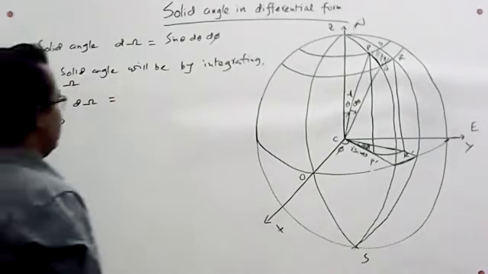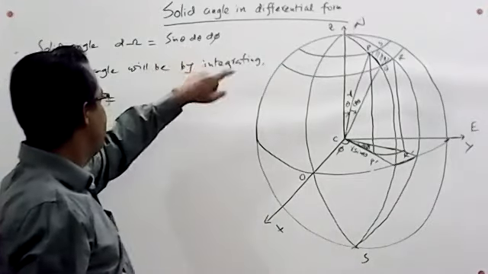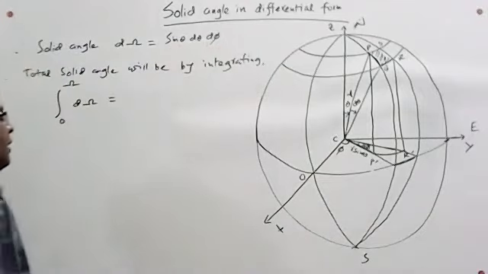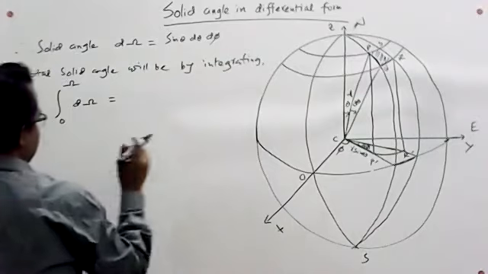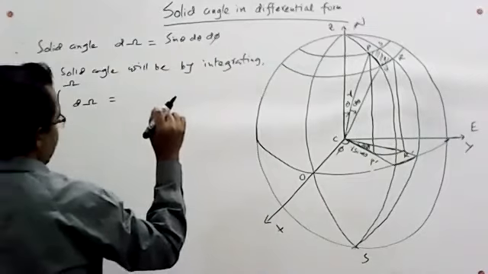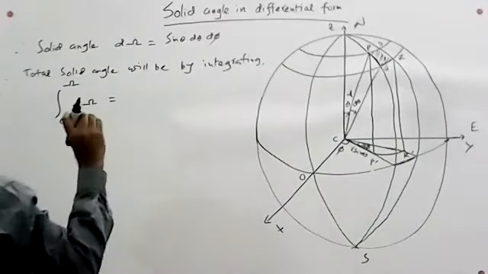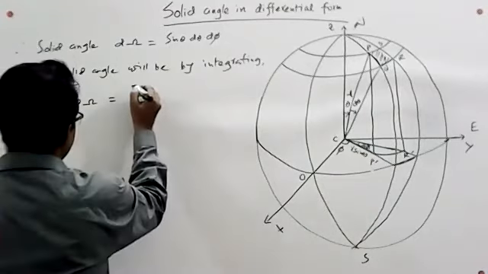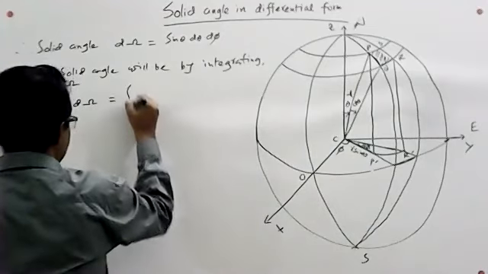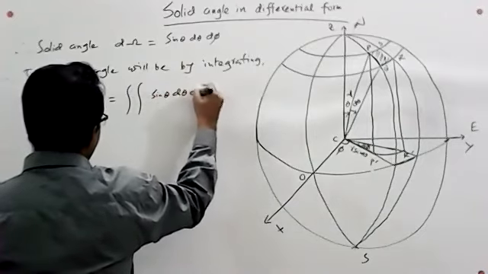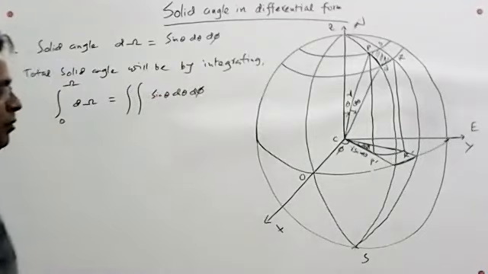And since there are two variables, theta and phi, we have to integrate two times. One time with respect to theta, and the other time with respect to phi. Now we have to integrate this double integral of sin theta d theta d phi. So what will be the limit for theta and phi?